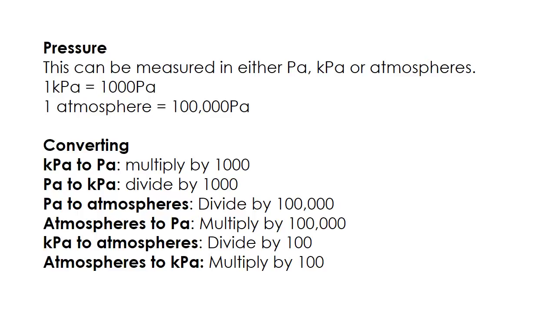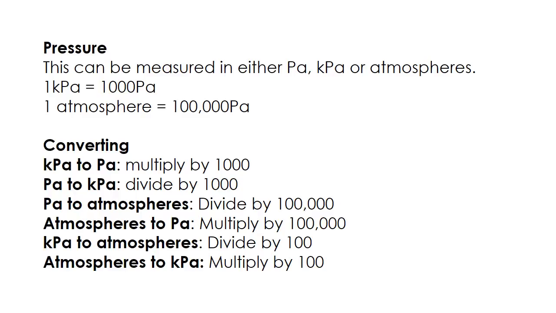So pressure next. Pressure is either measured in pascals, represented by Pa, kilopascals, represented by kPa, or simply atmospheres, where an atmosphere is the atmospheric pressure of the air. So 1 kilopascal is equal to 1,000 pascals, and 1 atmosphere is equal to 100,000 pascals.